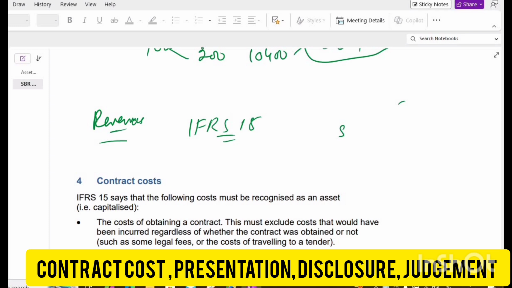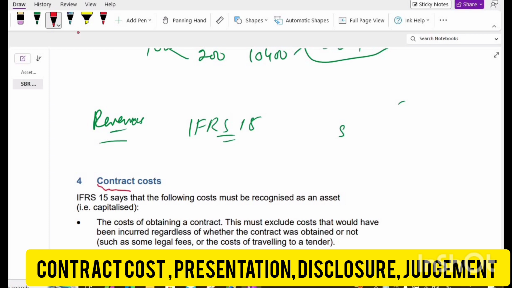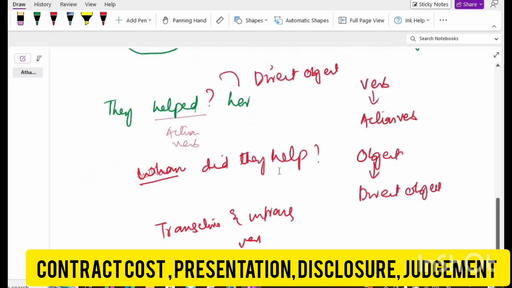And today we will discuss about the contract costs. There are some costs that need to be capitalized. So let me first explain and then we will read this talk. Clear?